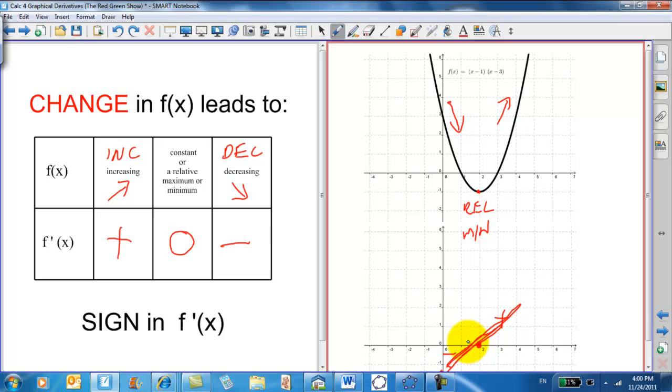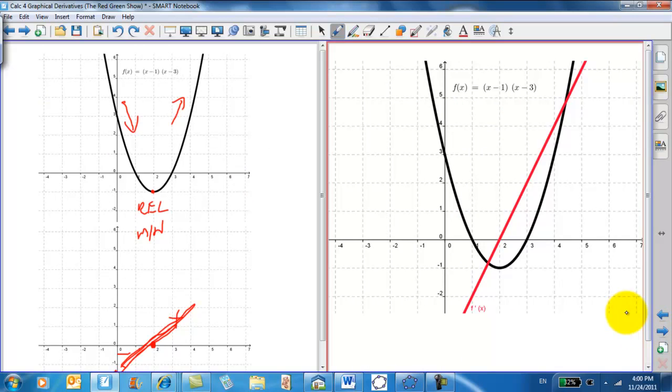Now, I also use some insight that, well, it looks like a parabola. I know the derivative of a parabola is a line. And we can see it more precisely here.